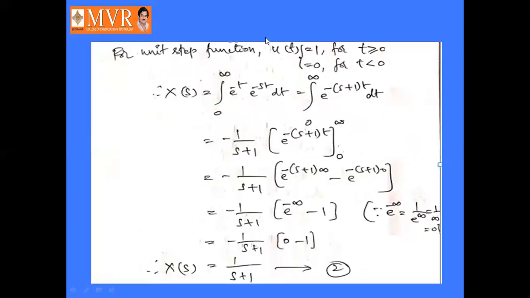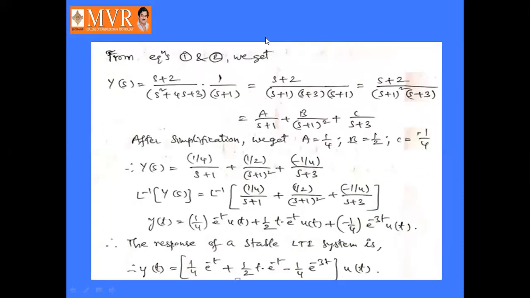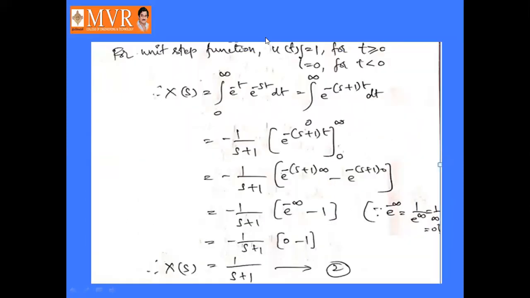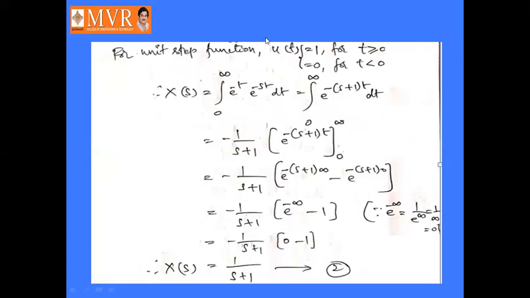See here, x of t is given as e power minus t into u of t. For the unit step function, u of t is equal to 1 for t greater than or equal to 0, and equal to 0 for t less than 0, right?